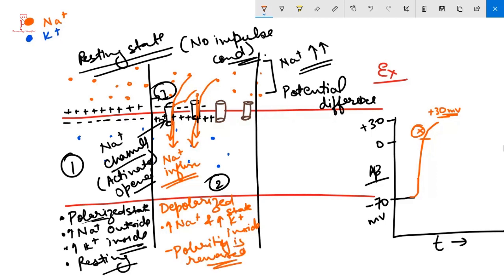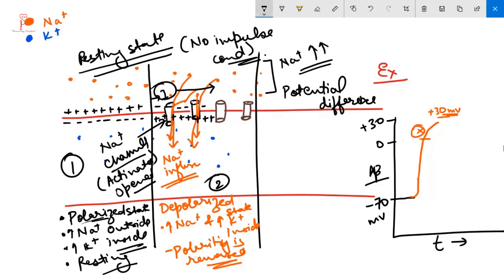Polarity is reversed, right? So now the negative charge has gone out and the positive charge is inside the cell, right? So now our impulse has moved ahead. The impulse that was here has moved ahead.